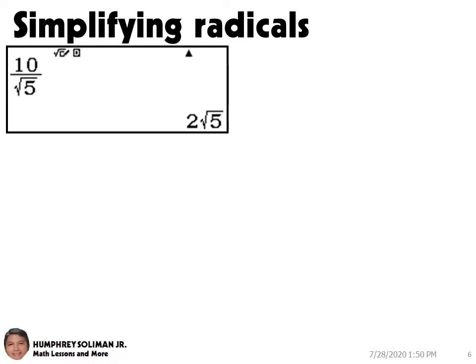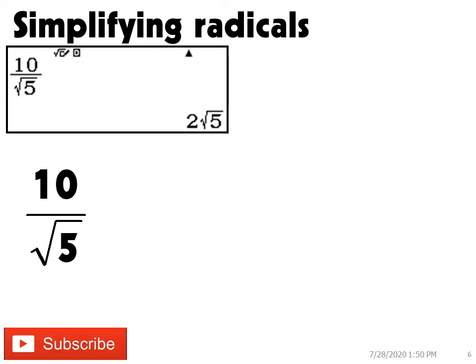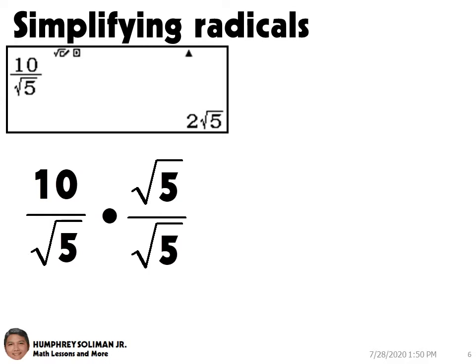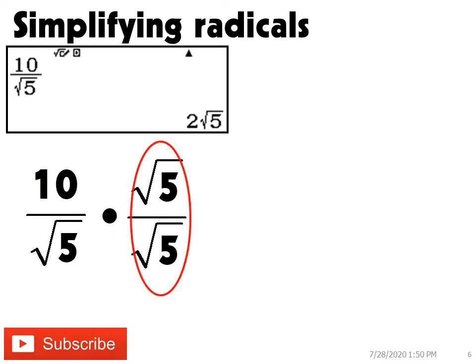We call this process rationalizing the denominator, because radical expressions are irrational and it needs to be rationalized to be simplified. Take 10 over the square root of 5 for example. We can multiply the fraction by the square root of 5 over the square root of 5, this is basically equal to 1, so we are not actually changing the value of 10 over the square root of 5.